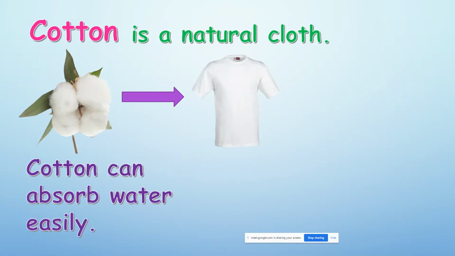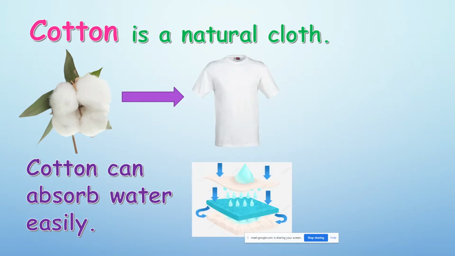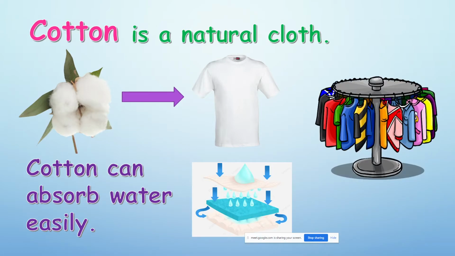Cotton can absorb water easily. When you say absorb, it can take the water inside. It gets the water. That's why cotton is used in making clothes. Because when we perspire, when it is very hot, your body becomes wet. But then the cotton cloth can absorb the perspiration, so you will be dry.